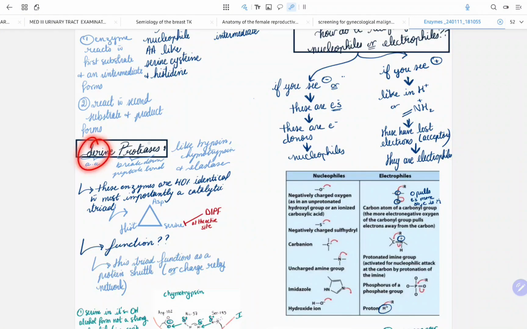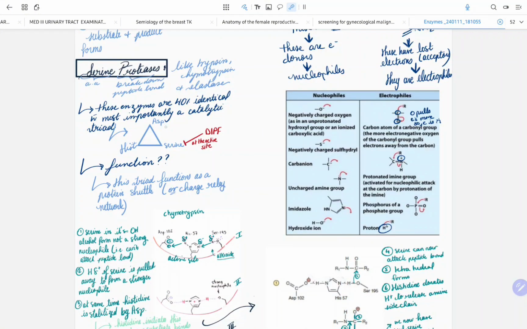So, serine proteases. If we want to break down the name of this enzyme, it's a protease, which means that it breaks down peptide bonds, and it's a serine. So this enzyme breaks down peptide bonds that are related to the amino acid serine, okay? Like trypsin, chymotrypsin, and elastase. So what's the difference between these enzymes? They are actually 40% identical, but the main thing that's common between them is the presence of this triad. These three enzymes have a triad that's formed of aspartate, serine, and histidine.